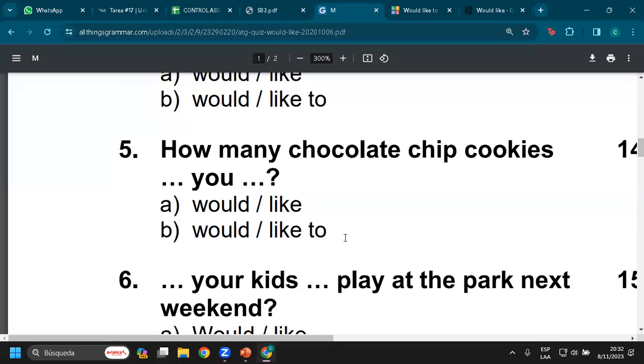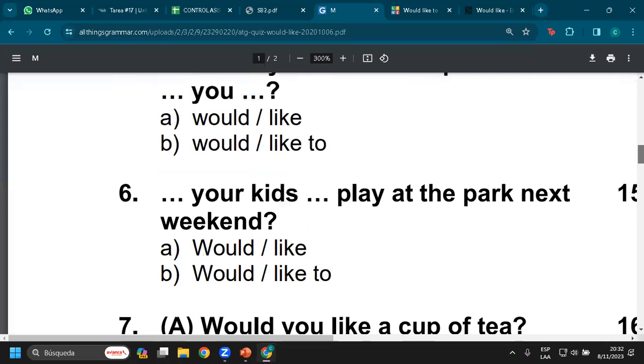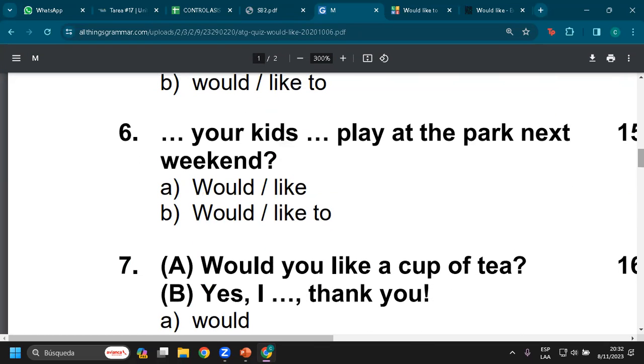Would you like? How many chocolate chips cookies would you like? Yes, totally. Si se fijan, después de would like, para empezar, ya no hay nada más. Y estamos hablando de las chocolate chip cookies. Y ese es un noun, no es un verbo. Very good. Okay, number six.